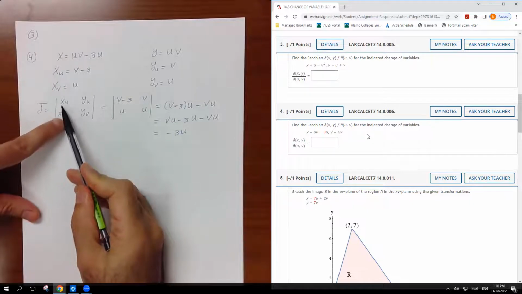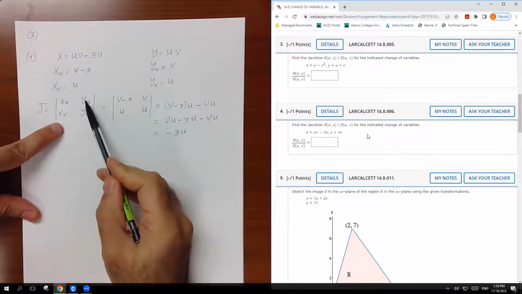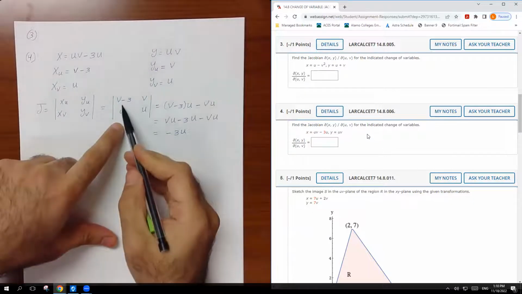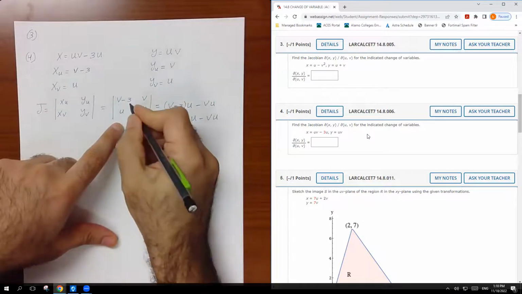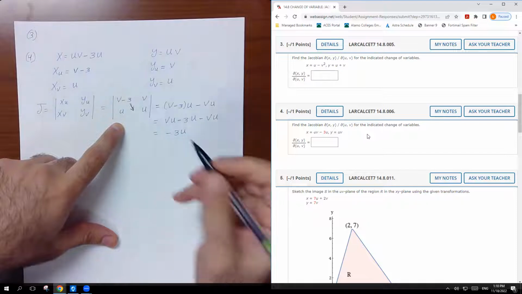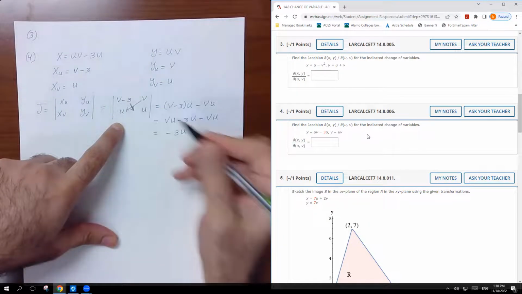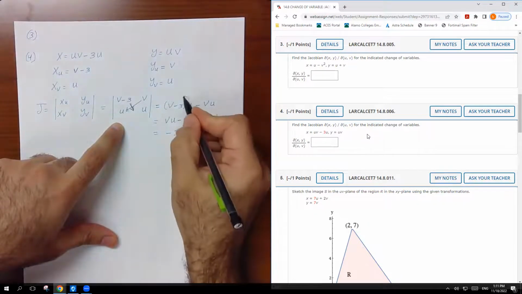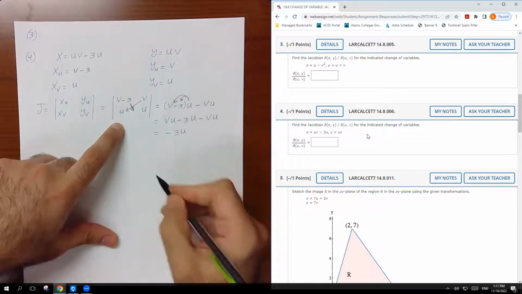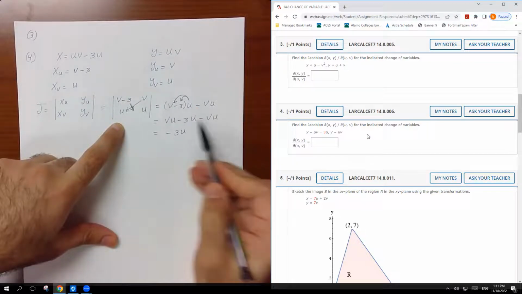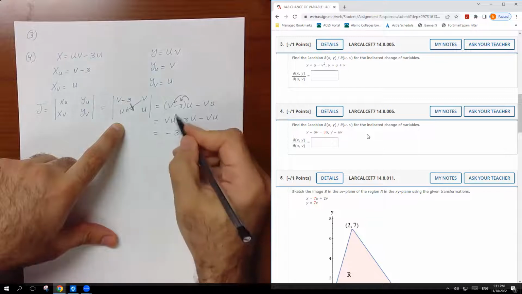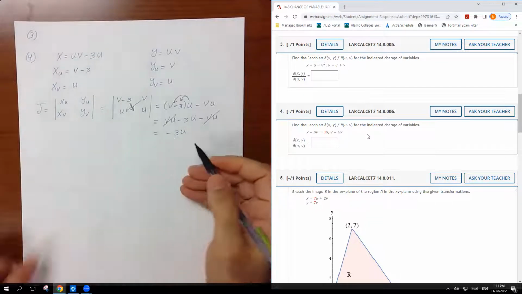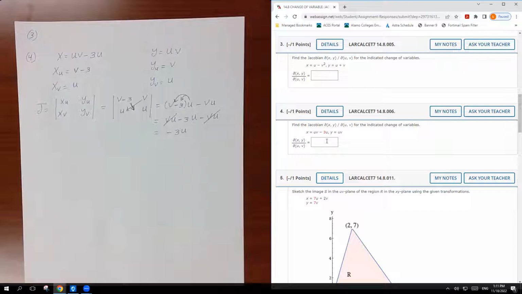Then the Jacobian is x sub u, x sub v, y sub u, y sub v. It's going to be (v minus 3) times u minus v times u. Distribute the u here. It's going to be uv minus 3u minus vu. Cancel these, so the result is -3u. So for number 4, it's -3u. That's it for this example.